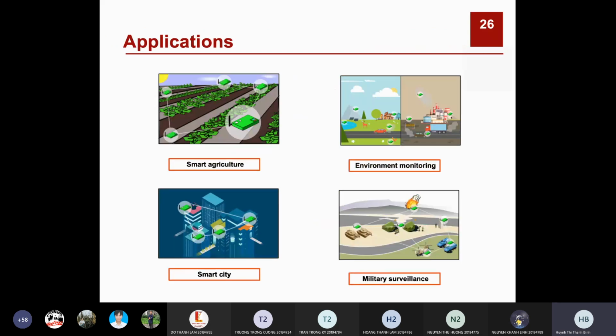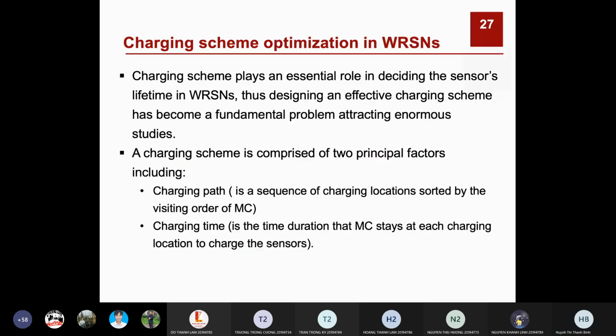And wireless rechargeable sensor networks have a lot of applications in smart agriculture, environment monitoring, and smart city. A charging scheme is comprised of two principal factors: charging path and charging time. What is the charging path? Charging path is a sequence of charging locations sorted by the visiting order of the mobile charger. And charging time is the time duration that the mobile charger stays at each charging location to charge the sensor.